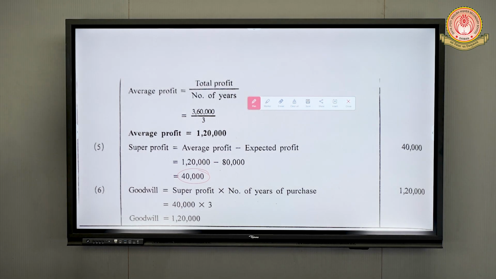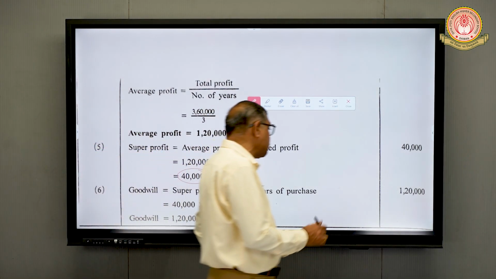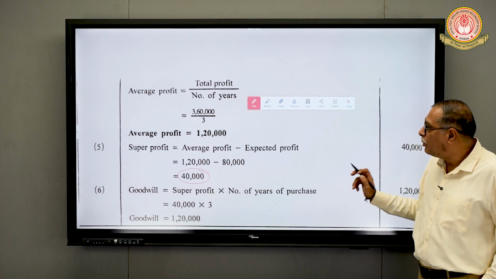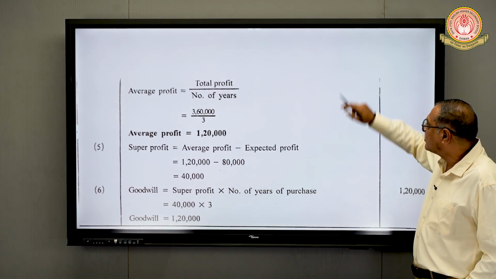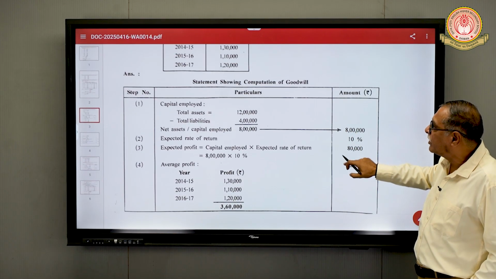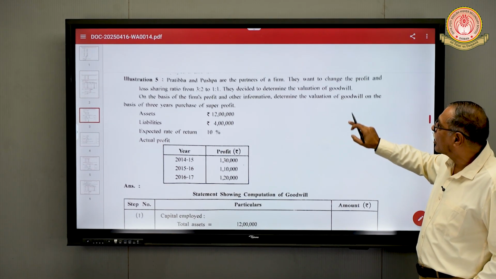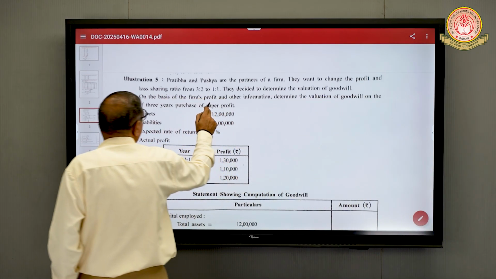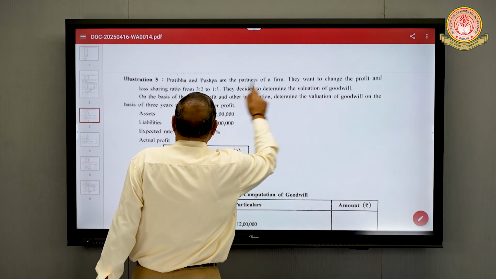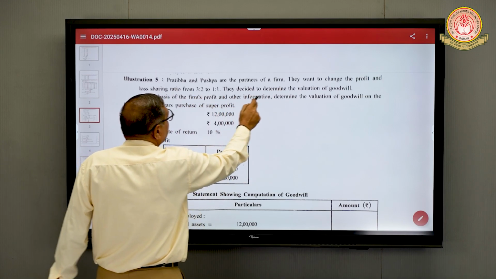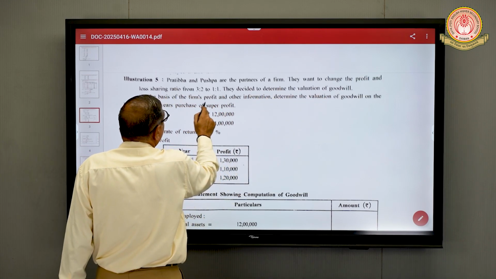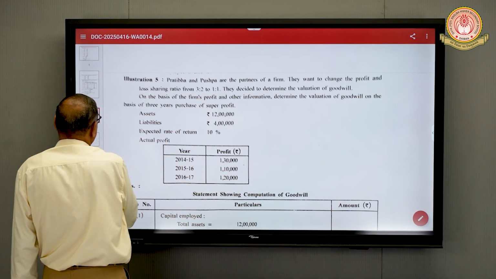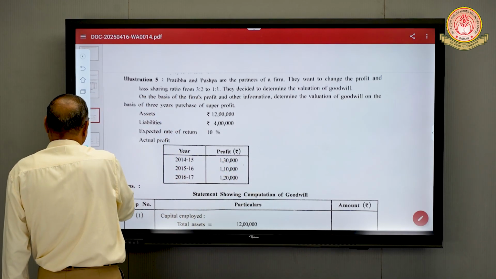Now we have to use the formula. What formula do we use? Goodwill is equal to super profit into number of years purchased. So what number of years purchase was given? You have seen in the question. They decide to determine the valuation of goodwill on the basis of the firm's profit. Goodwill, 3 years purchase. Okay, they have given 3 years purchase.